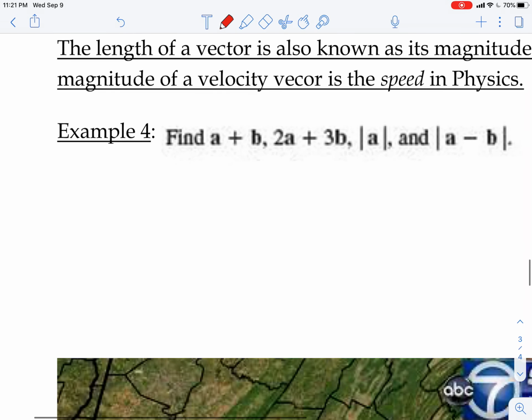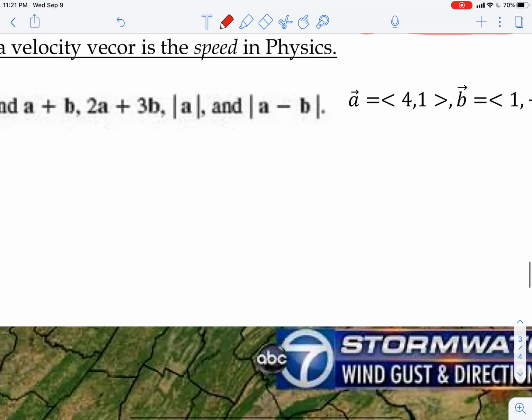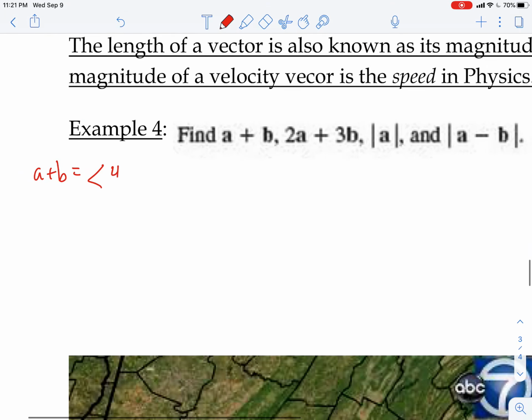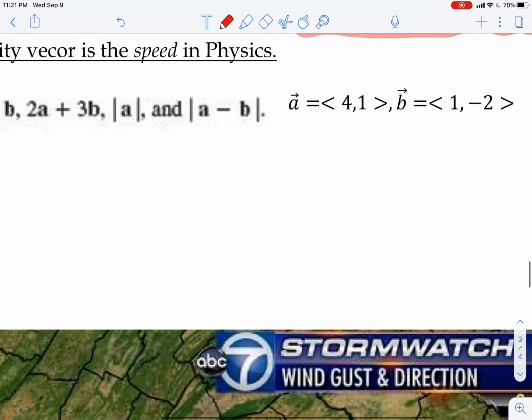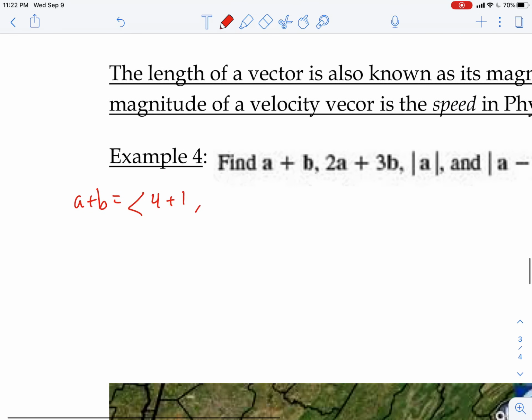Alright, so I'm going to zoom in a little bit just so that I can create some room, and we're going to do a plus b first. When we're adding a plus b, that's going to give us our first terms added together, so 4 plus 1. And then 1 minus negative 2.